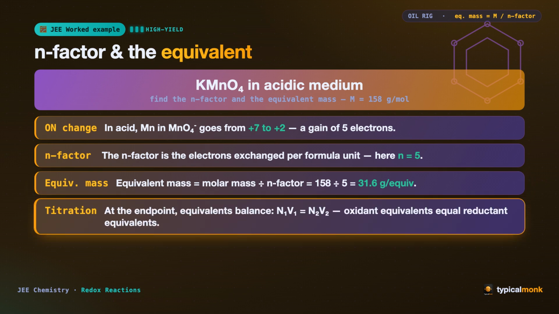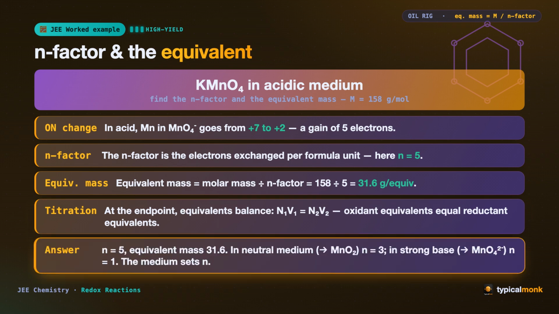The titration. At the end point, the equivalence N1V1 equals N2V2. The equivalents of oxidant equal the equivalents of reductant. So the answer. The N factor is 5. The equivalent mass 31.6. And note, in neutral medium, where it goes to manganese dioxide, N is 3. In strong base, where it goes to the manganate ion, N is 1. The medium sets the N factor.